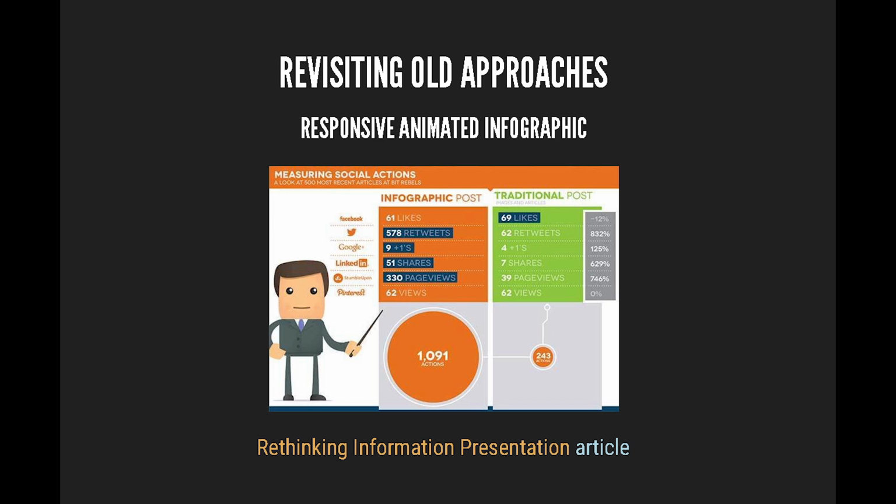If you look at something like infographics, you have all of the interactions here. I don't know if you can read that, but the traditional post gets 62 retweets, and the infographic post gets 578. Crazy. 39 page views versus 330. Infographics perform really well, which is sweet, but I don't know about you, I haven't seen any infographics lately. If they perform so well, where did they go?